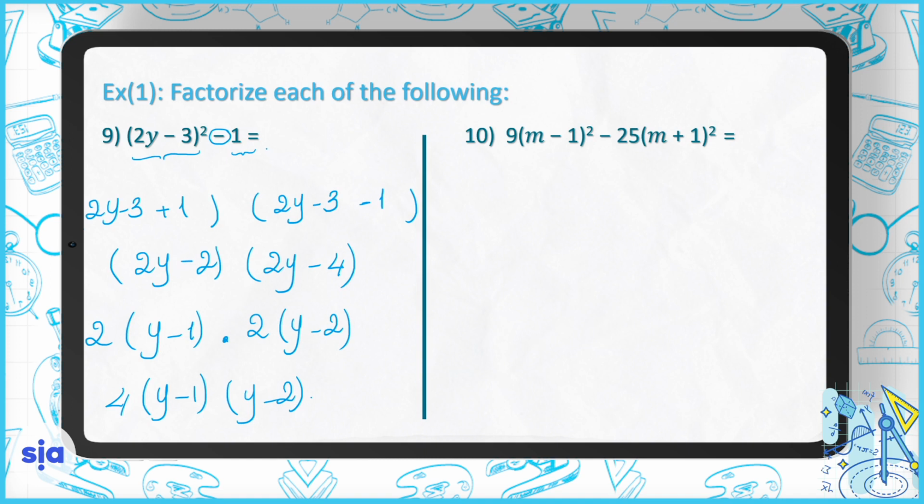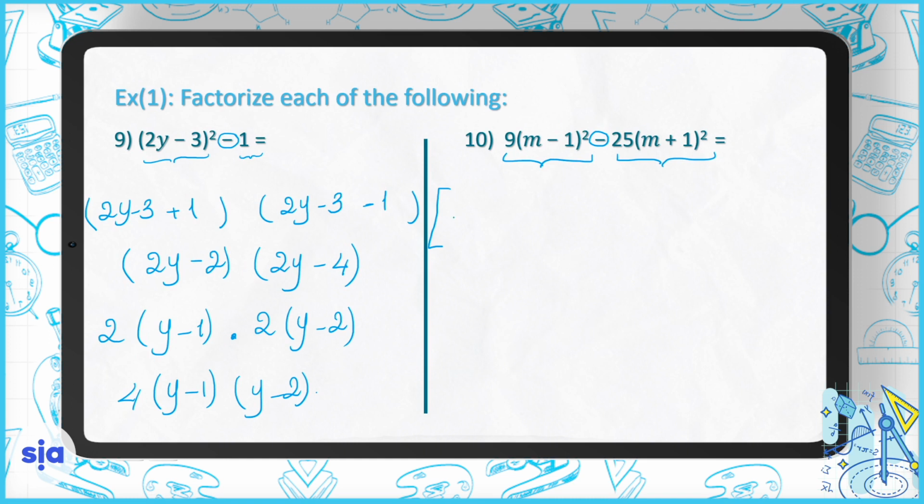Question 10. Take care in question 10 that we don't have a common bracket. One of the brackets is m minus 1 and the other bracket is m plus 1. But as you can see here, this whole term has a square root and this whole term has another square root, and between them there is a minus. We're going to open a bigger bracket than the usual one.